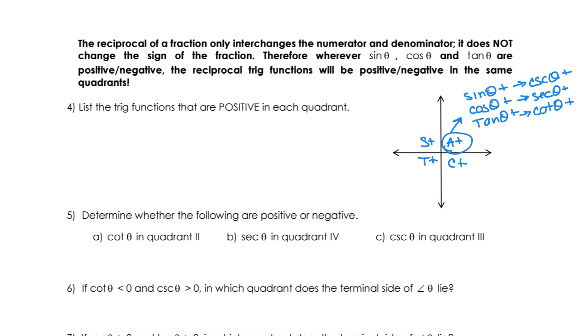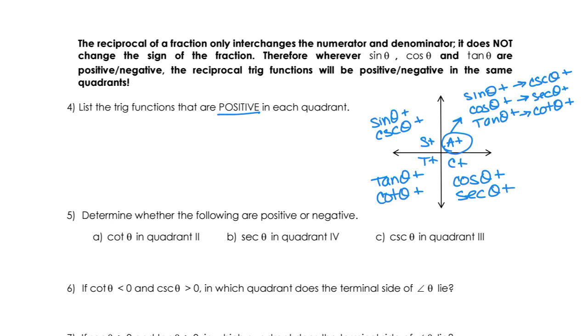Okay. Over here, again, they're only asking for the positive ones. So we know that sine theta is positive in quadrant 2, and therefore the reciprocal of sine theta, which is cosecant theta, will also be positive in quadrant 2. Down in quadrant 3, tangent theta is positive, and therefore the reciprocal of tangent theta, which is cotangent theta, will also be positive. All the others will be negative. In quadrant 4, cosine theta is positive, and its reciprocal, which is secant theta, will also be positive. All the other trig functions will be negative.